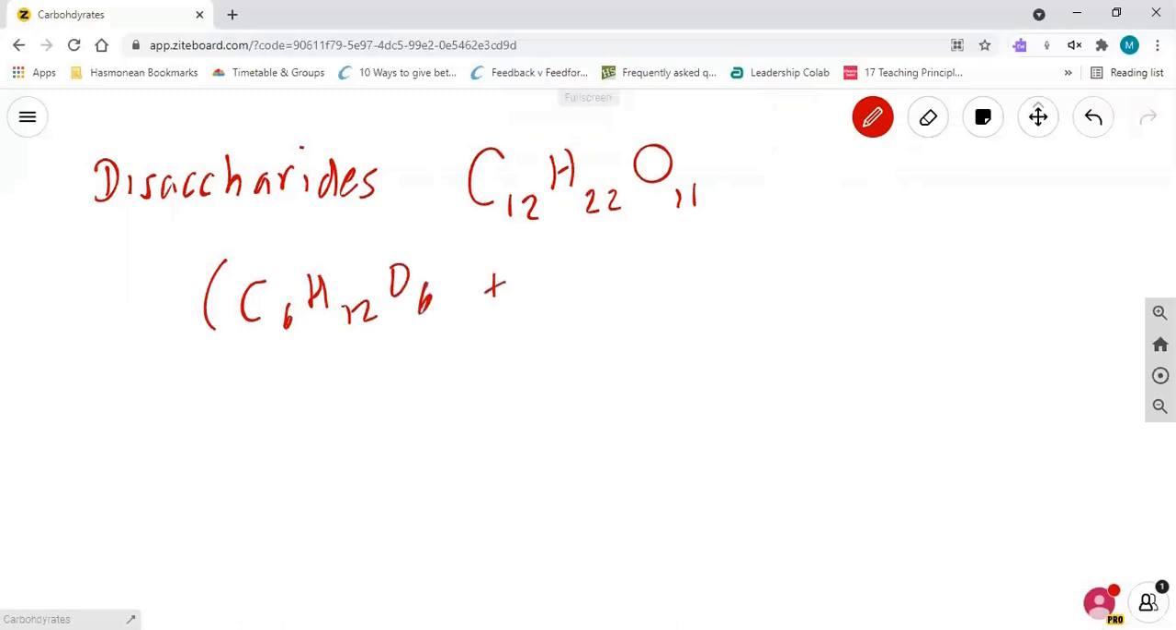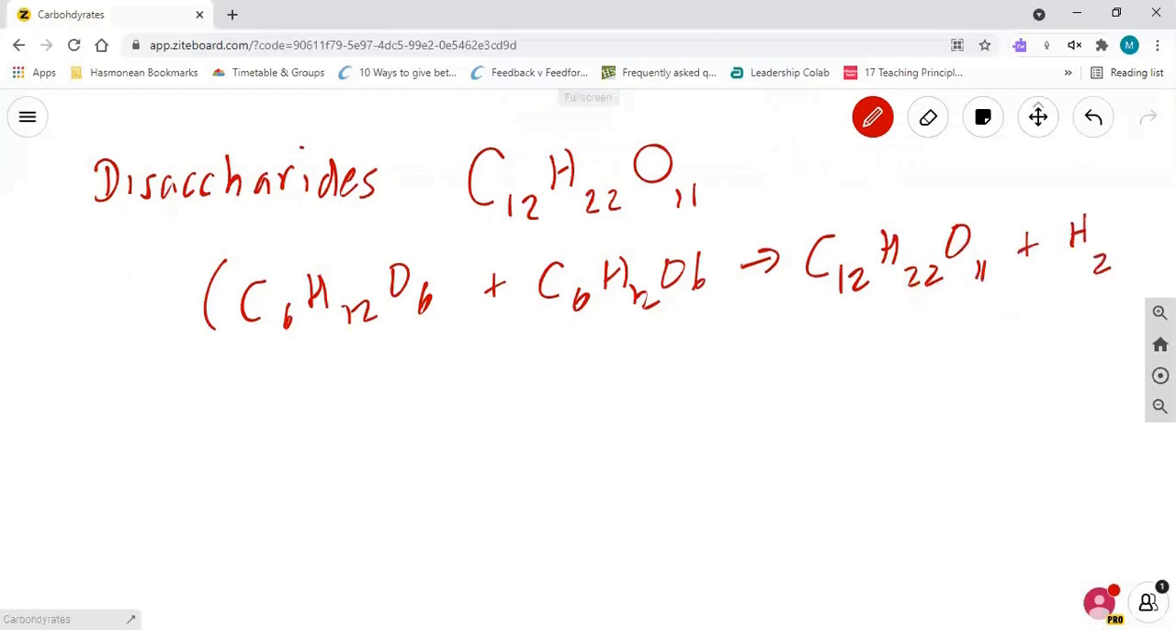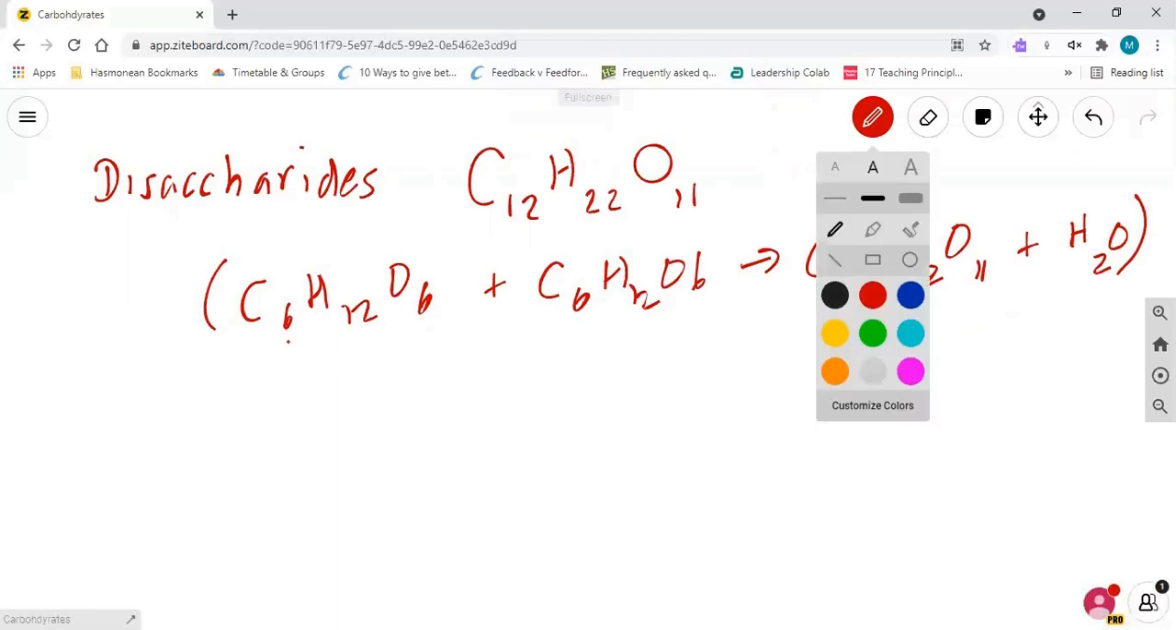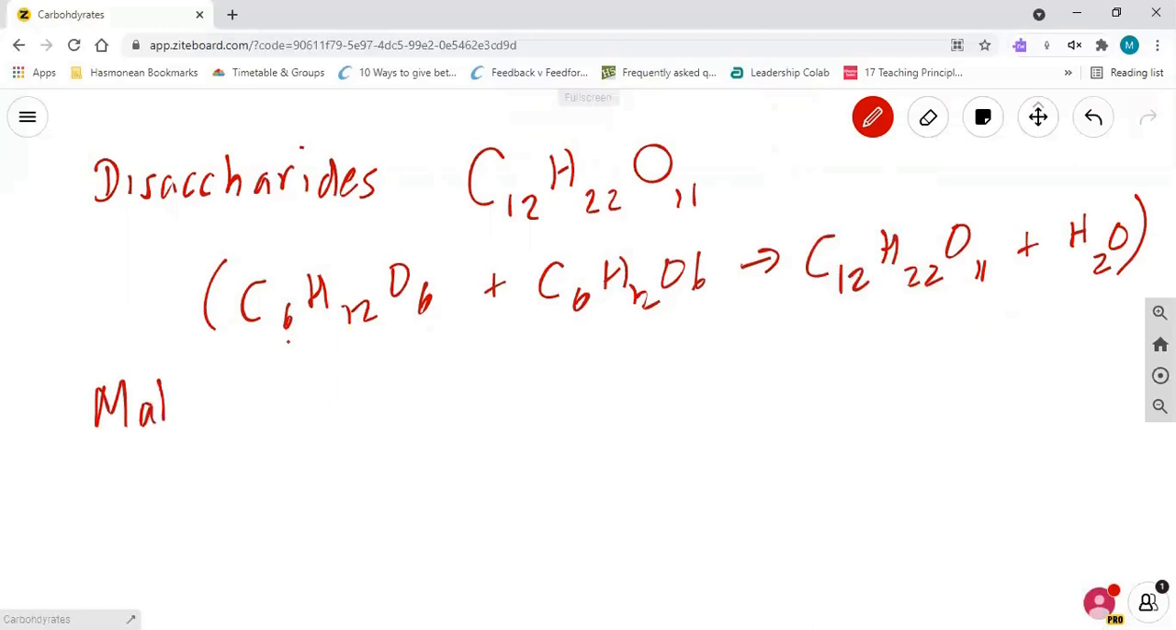Those of you who can do some maths, if you imagine you've got C6H12O6 plus C6H12O6, giving you C12H22O11, you must have something left, and the answer is H2O. When you join two monosaccharides together, you'll make your disaccharide and you will make water. So how do we do it? Well, let's start with maltose, and maltose is made up of two alpha glucoses joined together.